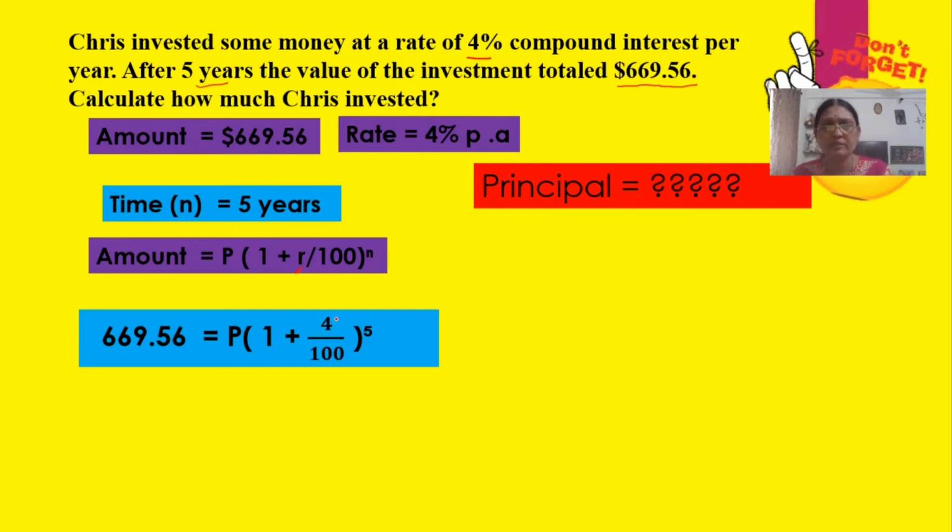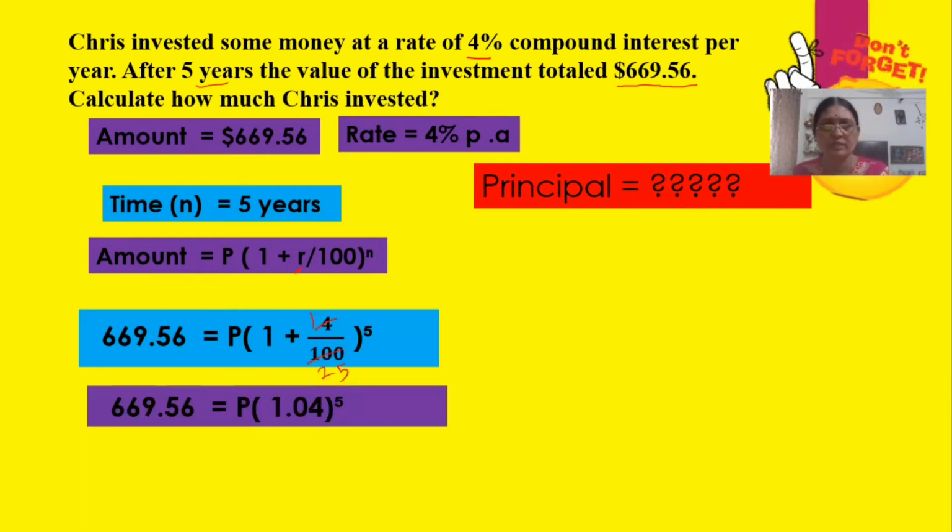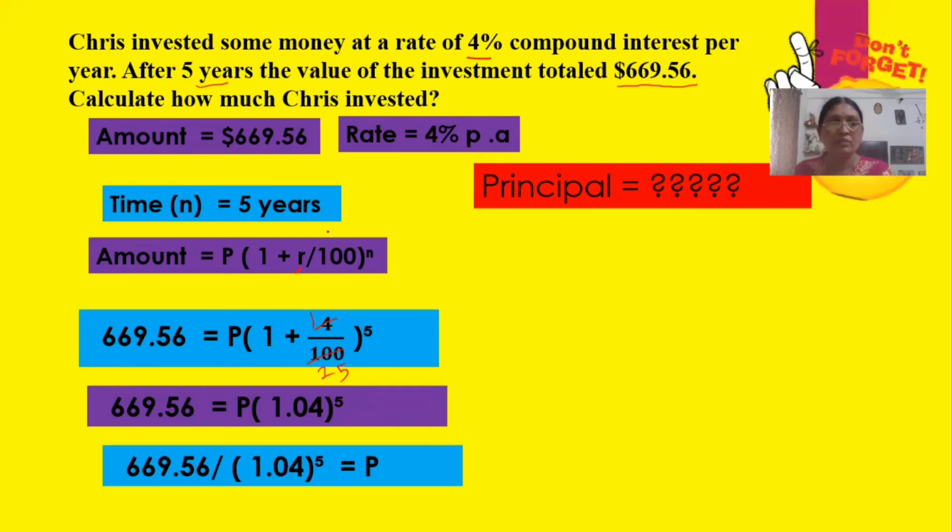So when I simplify this 4 by 100, I get 4 ones and 4 25s, or I can simply put it as 1.04. That is also fine. Okay. So we get 669.56 is equal to principal, and 1 plus 4 by 100 is 1.04 raised to 5. Okay. So if I shift this over here, so I get 669.56 divided by 1.04 raised to 5 is equal to principal.